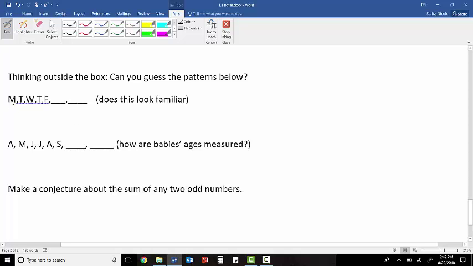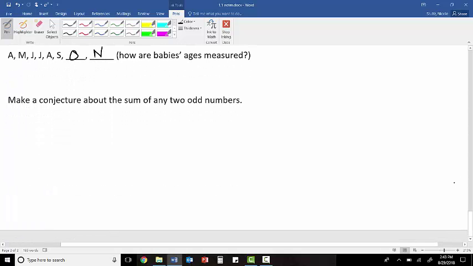So if you look at these letters M, T, W, T, F, they should look kind of familiar to you. They're actually the days of the week. So we have M for Monday, Tuesday, Wednesday, Thursday, Friday, Saturday, Sunday. Same thing here. These are all words or letters of words that would be in order. So if you think of the months of the year, you have April, May, June, July, August, September, October, November.